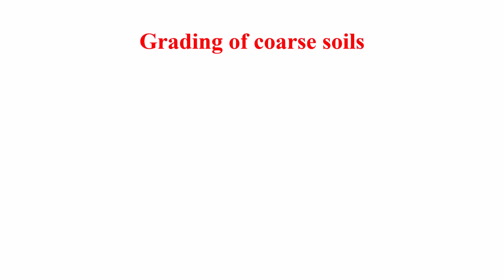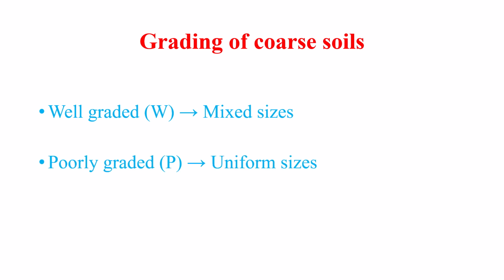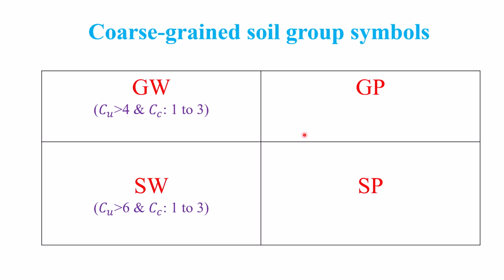Now comes grading of coarse soils. If soil has a mix of different size particles, it is called well graded, W. If particles are mostly of the same size, it is poorly graded, P. Now we combine everything. These are the group symbols for coarse soils: GW, GP, SW and SP. These are the criteria for classifying the soil as well-graded gravel and well-graded sand.